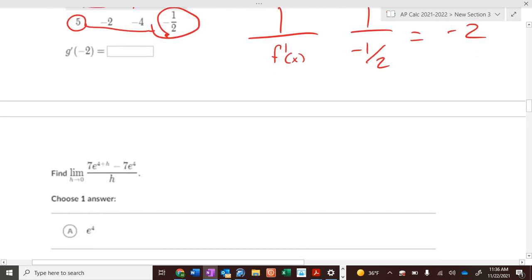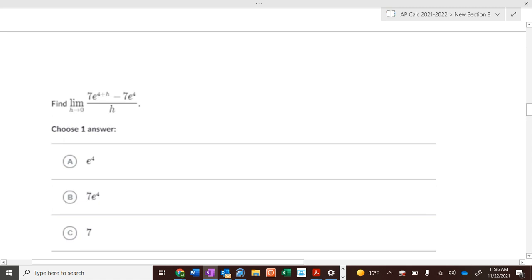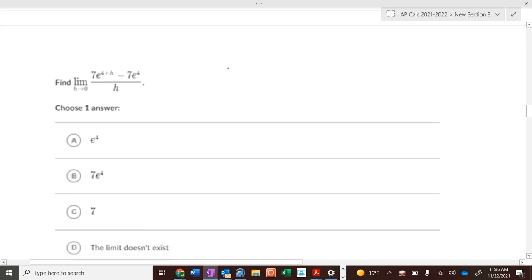That's the inverse. Okay? This derivative is 7e to the x, where it's 4. So the first derivative of this is 7e to the x. And then if you stick in the 4, it's 7e to the 4th, because e to the x just doesn't change.